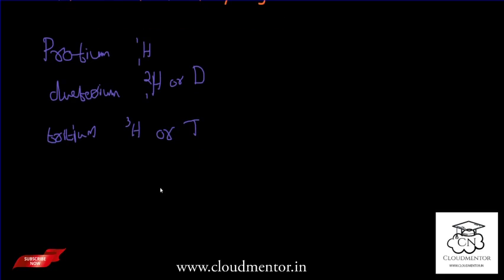The most common is the ordinary hydrogen, usually called protium, with atomic mass 1.008, and it consists of one proton in the nucleus and one electron revolving around it. This isotope constitutes 99.9% of the total hydrogen available in nature.